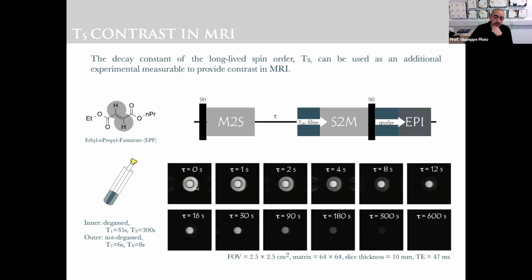What you see in the images below is actually this experiment run at different values of the tau time. And you see the signal, so the image from the outer tube starts disappearing, to completely disappear after 12 or 16 seconds, while the one from the inner tube can be seen even after 5 minutes. So you created that form of contrast by going through the singlet order rather than T2 or T1 contrast as usual, well known, right, in MRI.